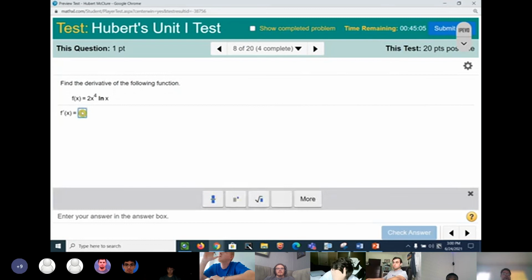I'm going to have to type it in to check it. 2x shift up 3 plus 8x shift up 3 natural log of x.